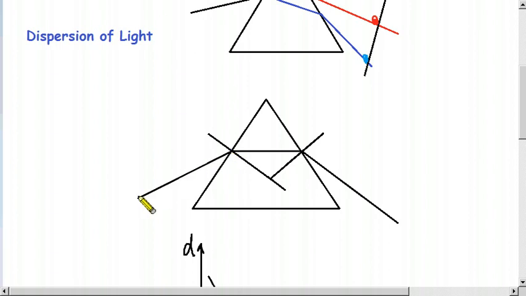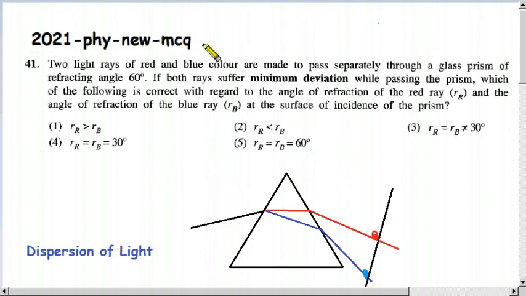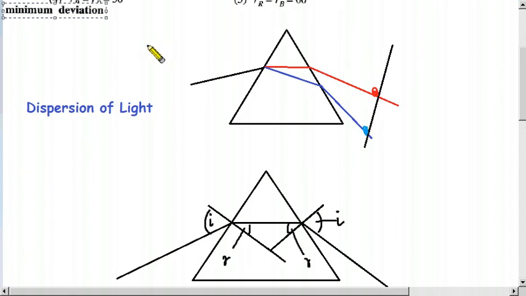So this side also has the same angle, this side and this side, because symmetrically the ray passes through the prism. That is the lesson. So if this one is I, this one also is equal to the same I. If it is 30, this one also 30. So this one, if it is R, this angle also same R, but only that happens at this state, minimum deviation.